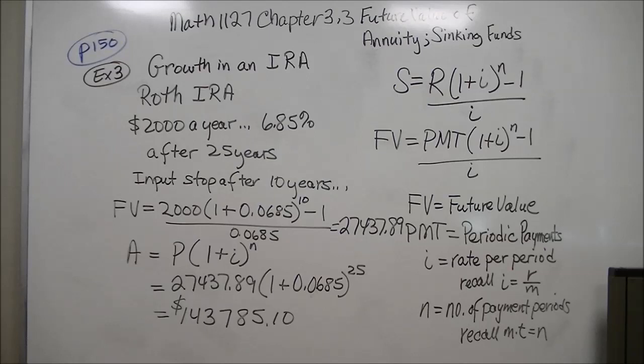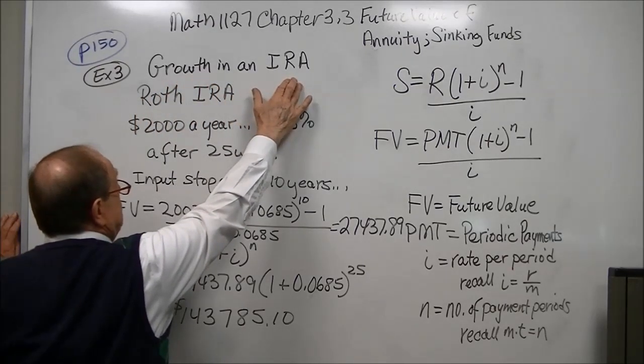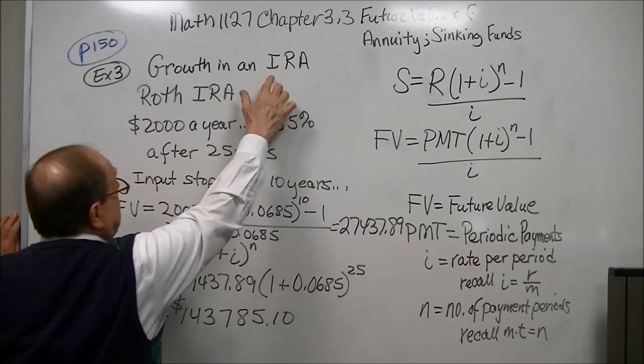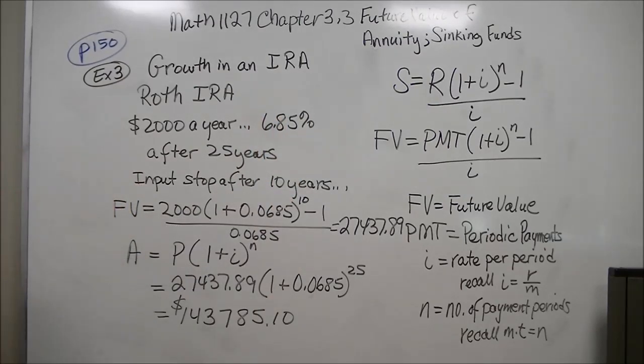Sometimes you wonder why you take a course like Math 1127, finite math, and deal with all these financial things. Well, our next example is probably one of the reasons you should take it and take heed. It's called Growth in an IRA, Individual Retirement Account. Many of you are not making a lot of money. In fact, you're spending money.